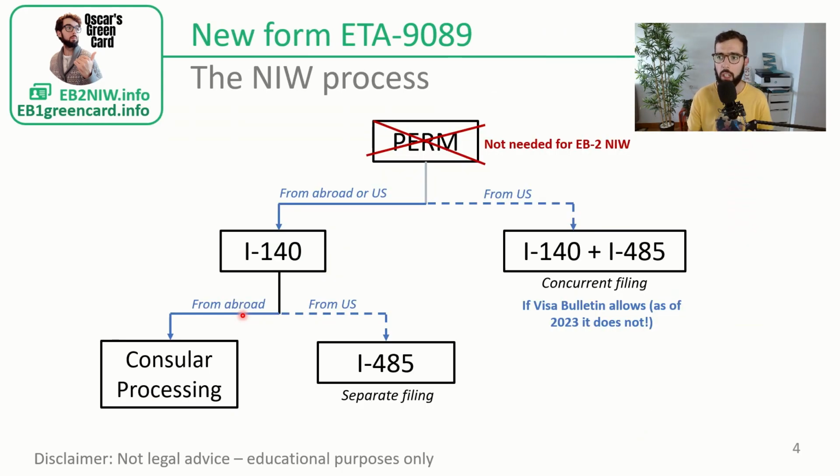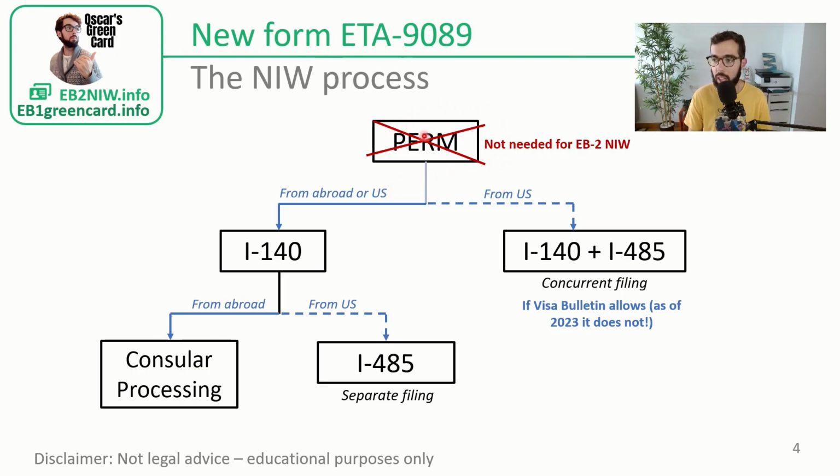But let's continue. This is an overview of the NIW process. In regular green card processes, companies start with what is called a PERM or a labor certification. That takes about a year if things go well, and they need to go through the labor certification. They need to show a bunch of things, and they need to get an approval for the labor certification that is done through that form that we are talking about today.